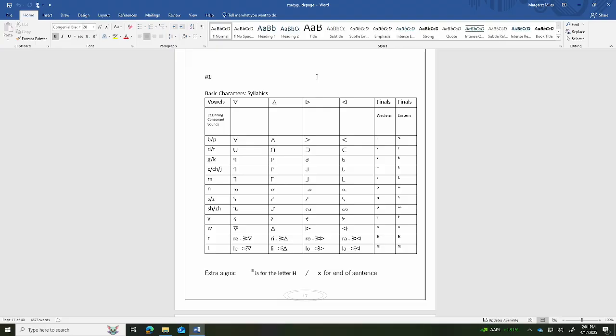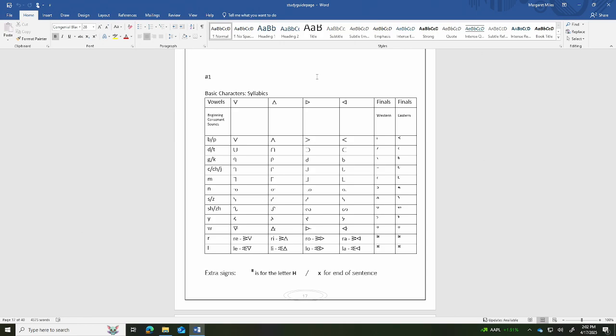Be, Bi, Bo, Ba. The D sound, T, D, T, De, Di, Do, Da. And the G sound, K, G, K. Ge, Gi, Go, Ga. And the Ch, J sound, J, Ji, Jo, Ja.